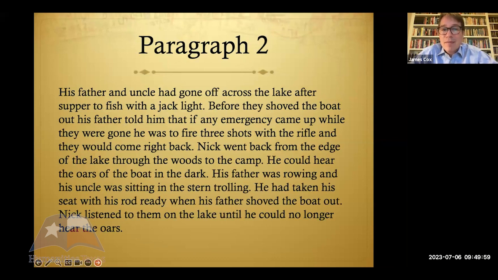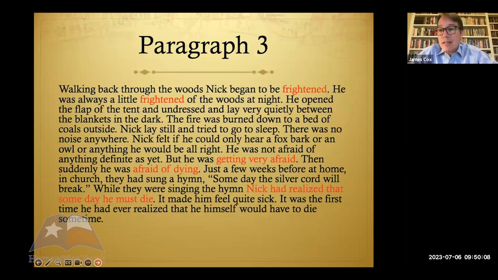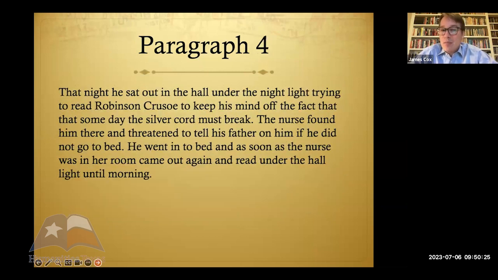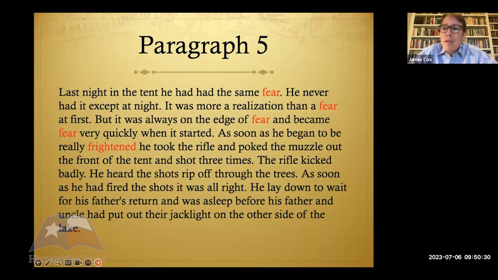It's another paragraph talking about his father and uncle going fishing and leaving Nick alone in their camp. And Nick gets frightened. And in case you missed that he was frightened, he tells you that he was a little frightened in the next sentence. And then later, 2 or 3 lines down, Nick's getting afraid. And then we learn what he's afraid about. He's afraid of dying. He realized that someday he must die. And then he reads Robinson Crusoe to distract himself from his fear. But in the end, the fear gets the best of him, and he fires the rifle 3 times to let his dad and uncle know that he wants them back in camp.